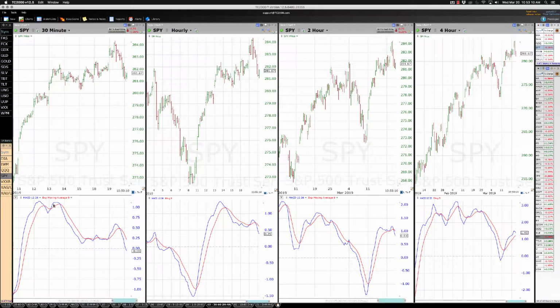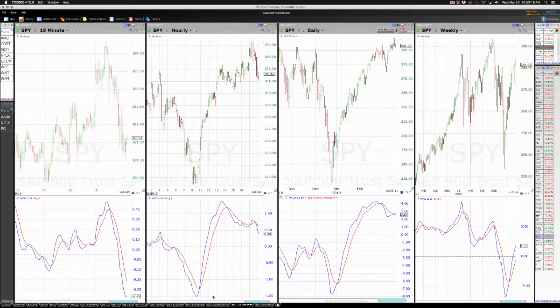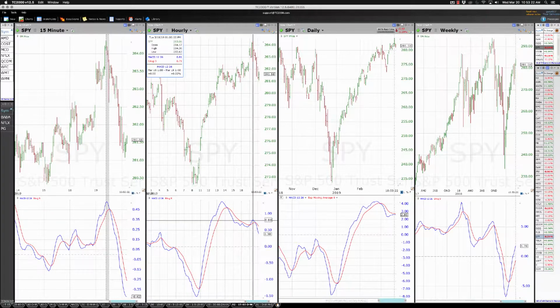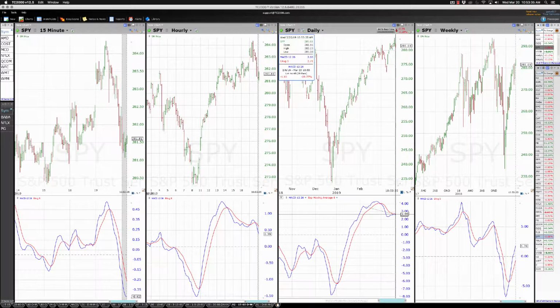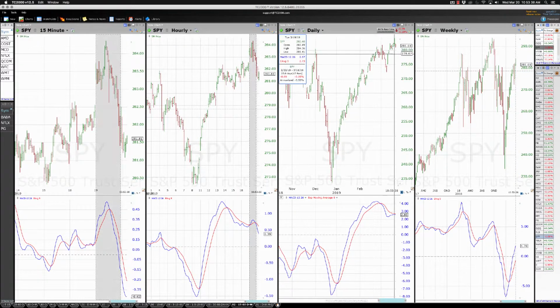Now take a look at the 30-minute chart over here. It is also showing the divergence. Let's go to the 15, 60, daily, weekly and take a look at how the hourly had that top of the price at the top of the channel being met with a negative divergence here on the hourly. Did we not have a negative divergence on the daily? Yes, we did.